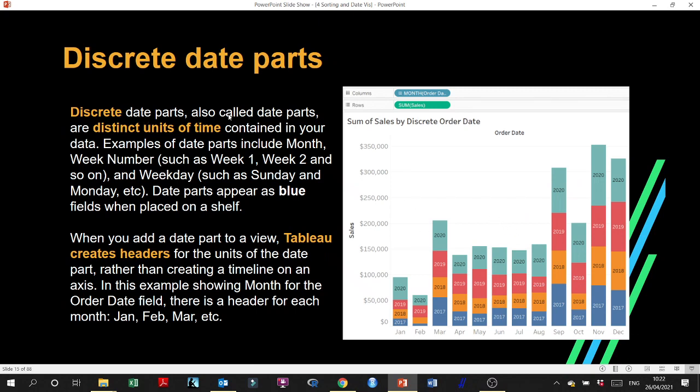With the discrete date parts, it's basically about distinct units of time contained in your data. This is a very interesting example where you have a sum of sales and you have months as discrete. So here we have January, February, March. You can see that this axis here is not even an axis, it's just categories. The date is a distinct unit, more of a part. Here's January, February, March, April, all the way to December. Okay, then we have sales. And then we have a stacked bar.